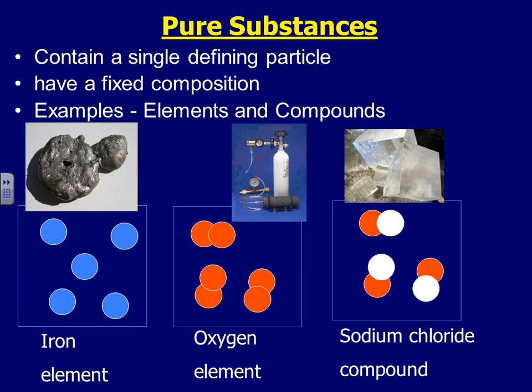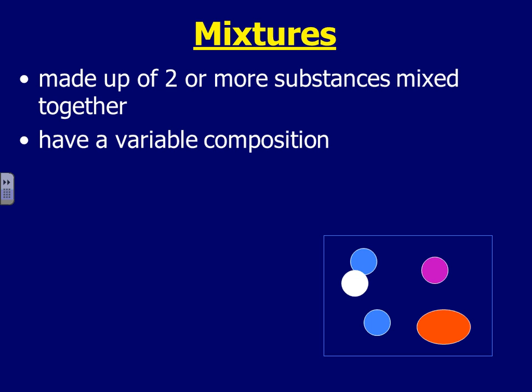Okay. So on this side, you've got mixtures. I want to jump ahead, and underneath the mixtures part of your flowchart, write those 2 bullets.